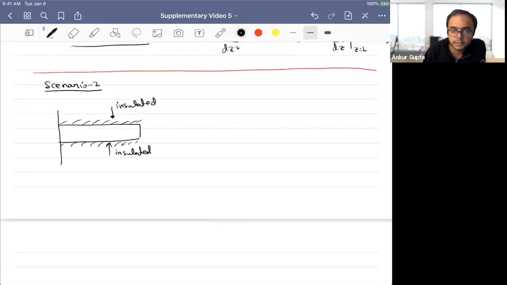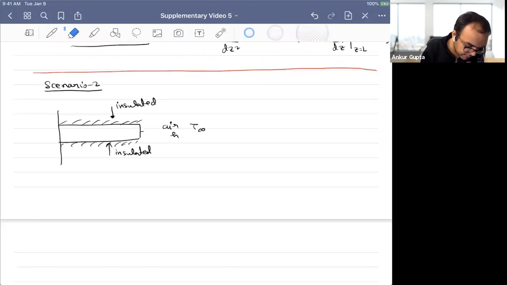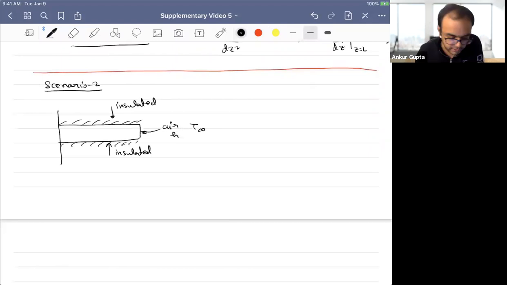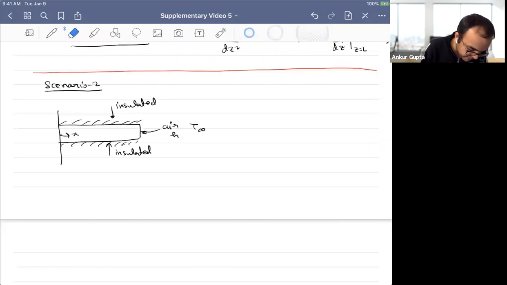This side is still exposed to air with heat transfer coefficient H and ambient temperature T infinity. So this is still exposed, but the top and bottom we have insulated. So what will happen in this scenario? That's the first thing we want to discuss. Now this is also a 2D problem, right? This is Z and this is X.